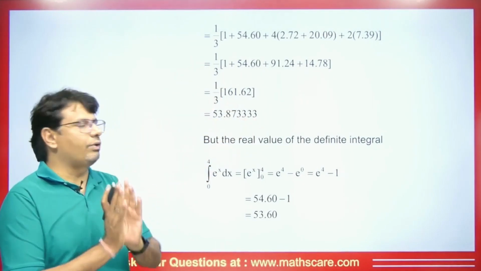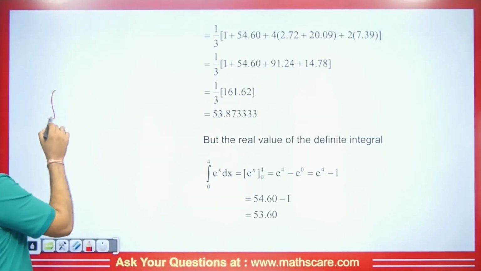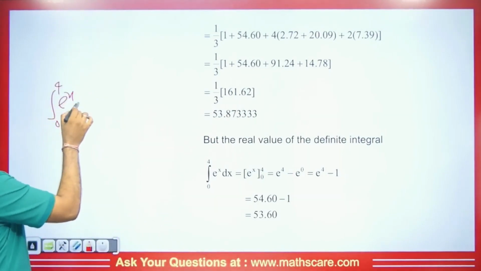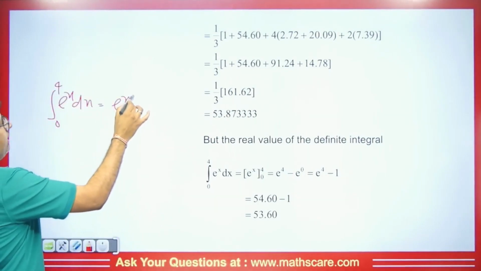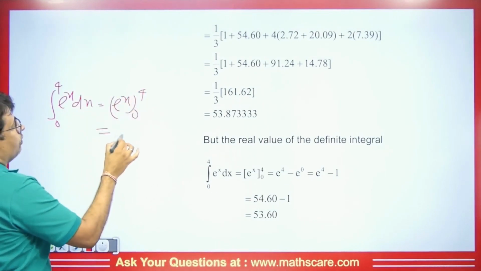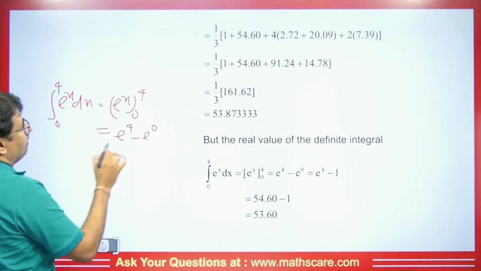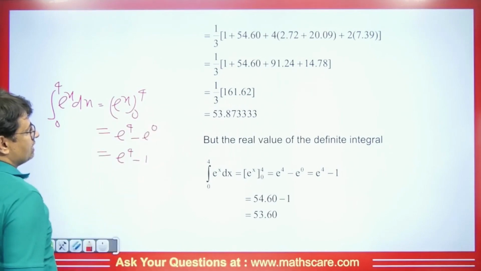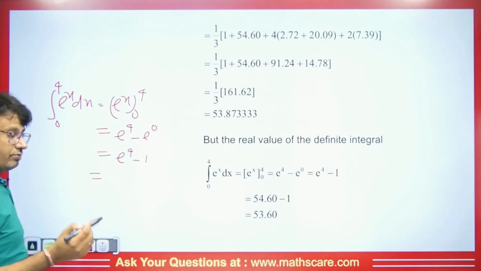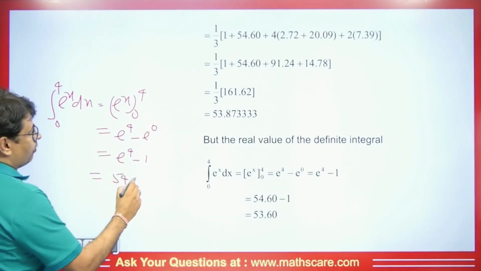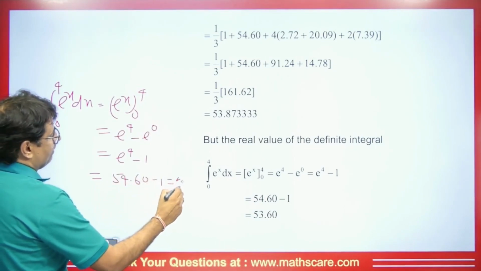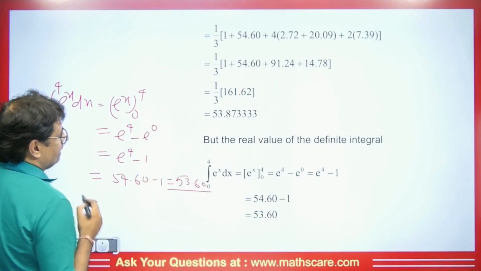Next, we have to compare this with its actual value. The actual value is the integral from 0 to 4 of e to the power x dx. We already know that the integration of e to the power x is e to the power x. From 0 to 4, it will be e to the power 4 minus e to the power 0, that is, e to the power 4 minus 1. The value of e to the power 4 is already given. This is coming 54.60 minus 1, and this is 53.60. I hope you get it.